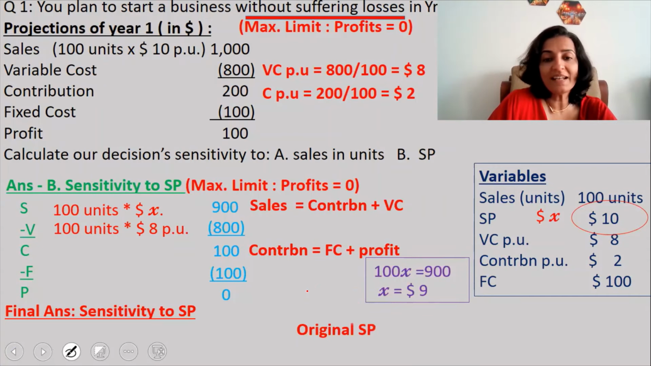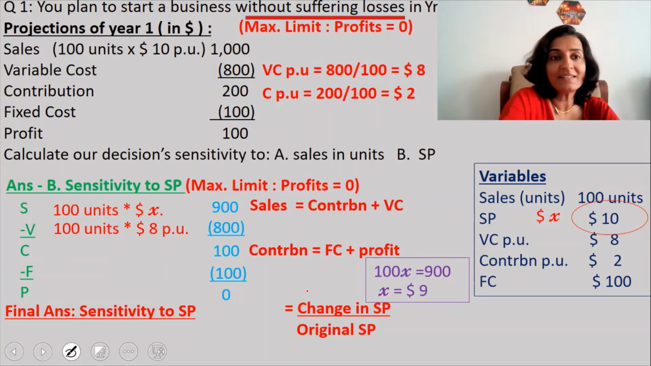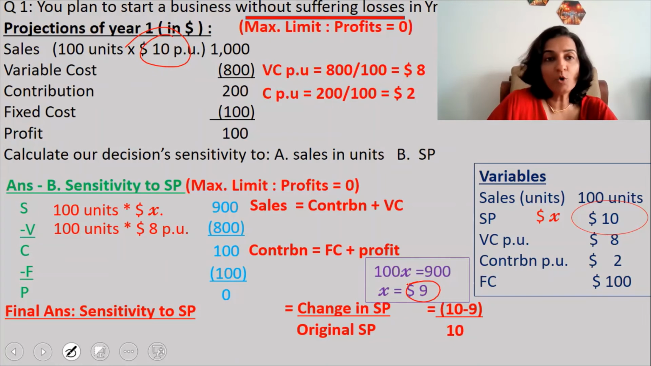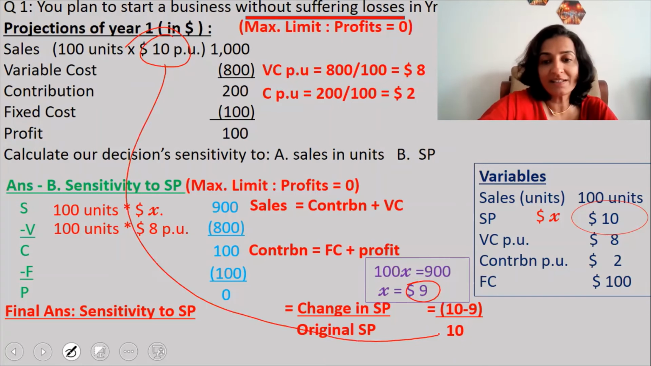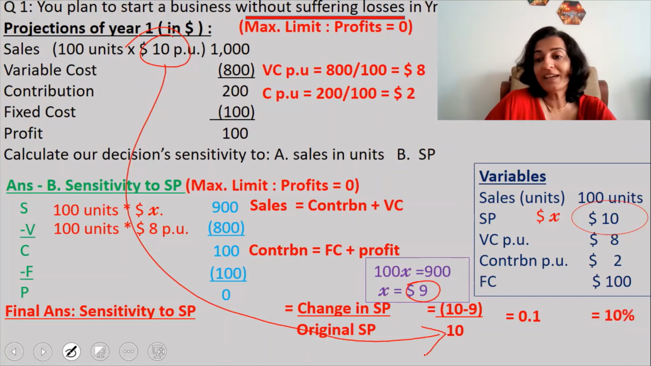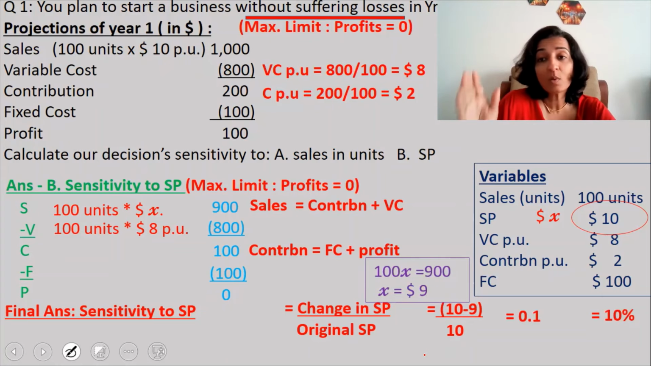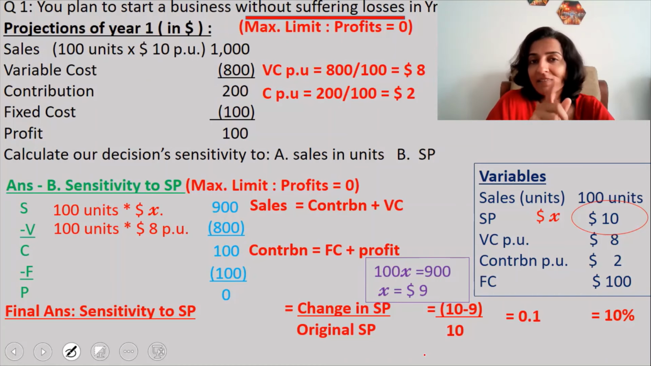So sensitivity to selling price is change in selling price. That's 10 minus 9. That's 1 will come in the numerator. And original selling price, that's $10, that's coming in the denominator. So we get the answer as 0.1. To express as a percentage, multiply it with 100. So we get 10%. What does this mean? It means that if the selling price falls by more than 10%, then we will end up in loss.